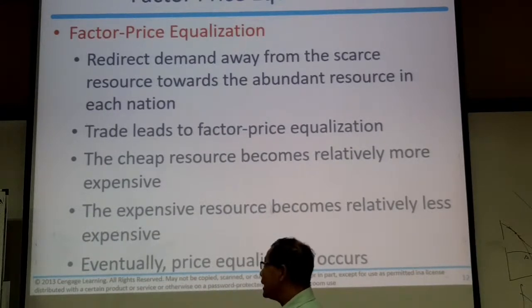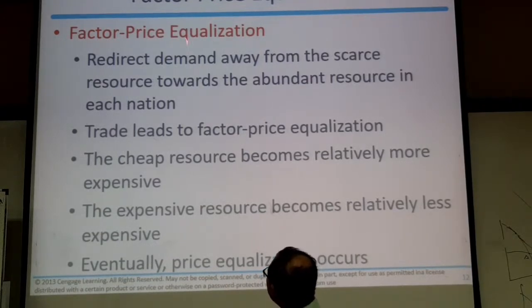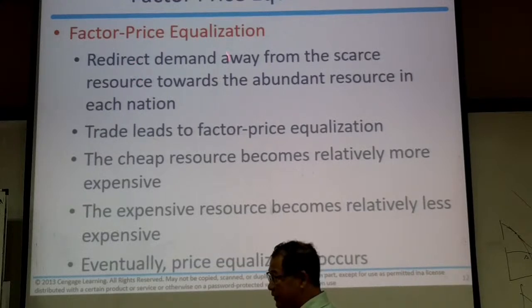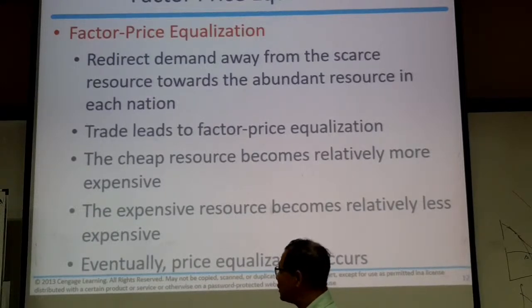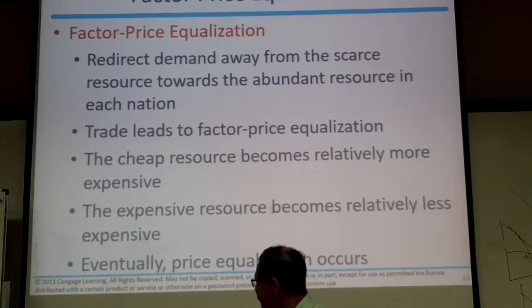So this, United States, because of trade, this is what we're going to study. Factor price equalization. Interest rate will increase because of trade. Wages will go down because of trade in the United States. On the other hand, in China, interest rate will go down because of trade. Wages will go up because of trade. And this is because of this.